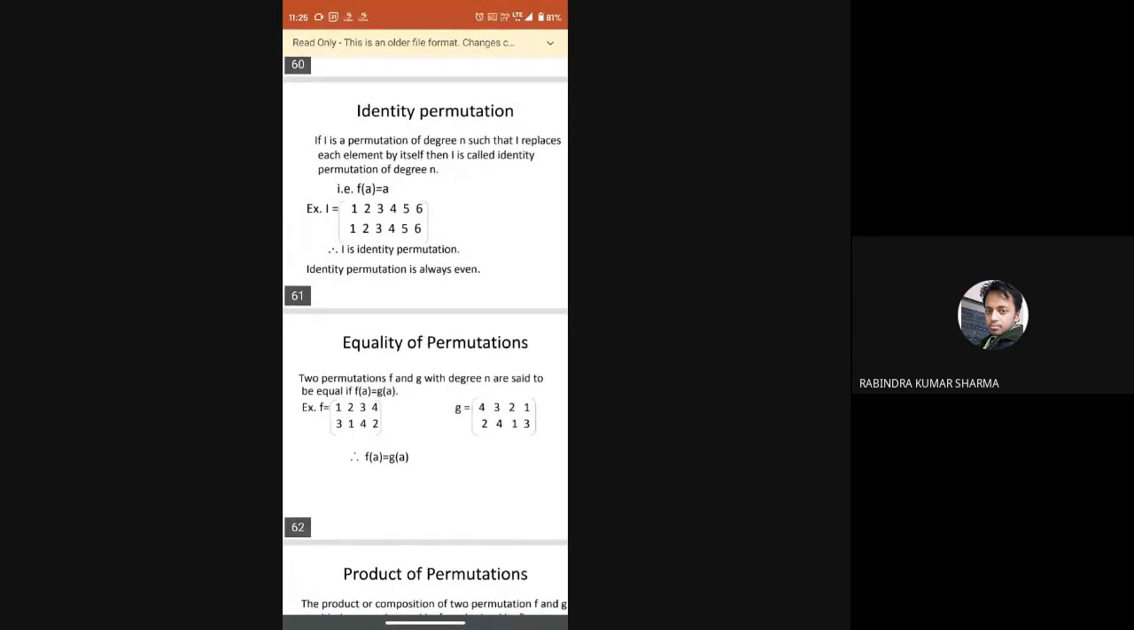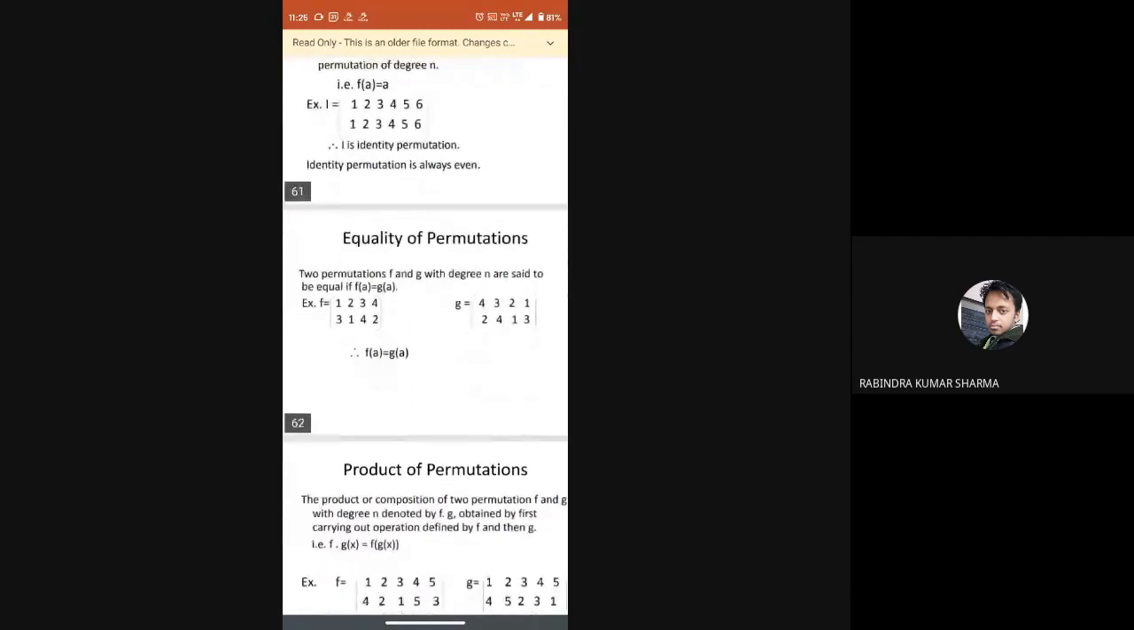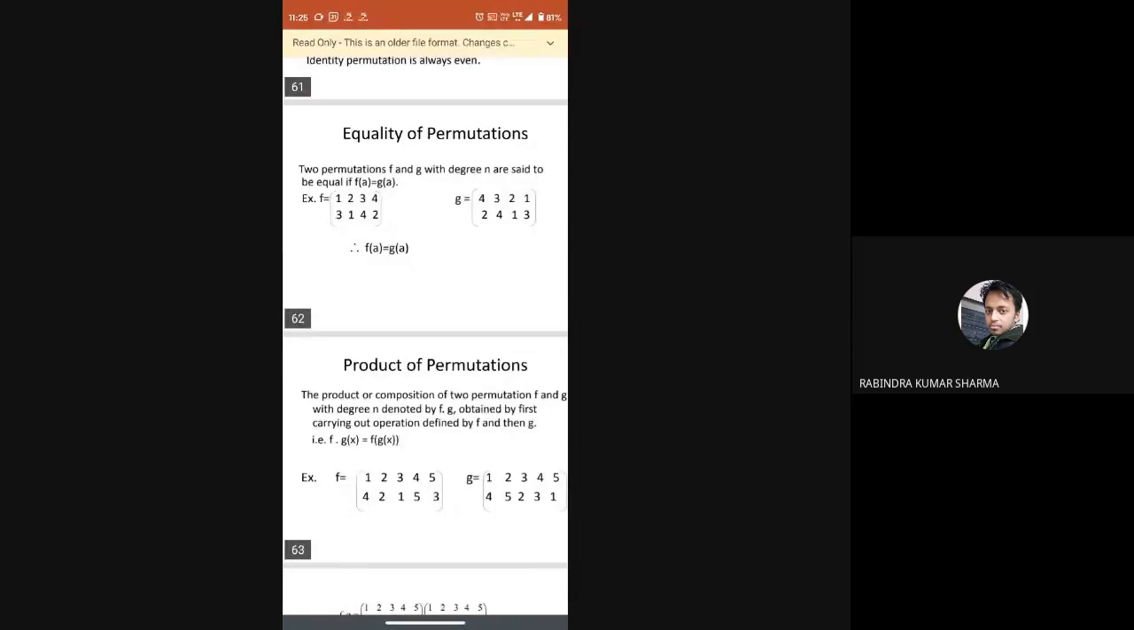Clear? And then after identity permutation, next is the equality of permutations. So when we say two permutations are equal, two permutations f and g with degree n are said to be equal if f of a is equal to g of a. Okay, if f of a is equal to g of a, then they are equal.